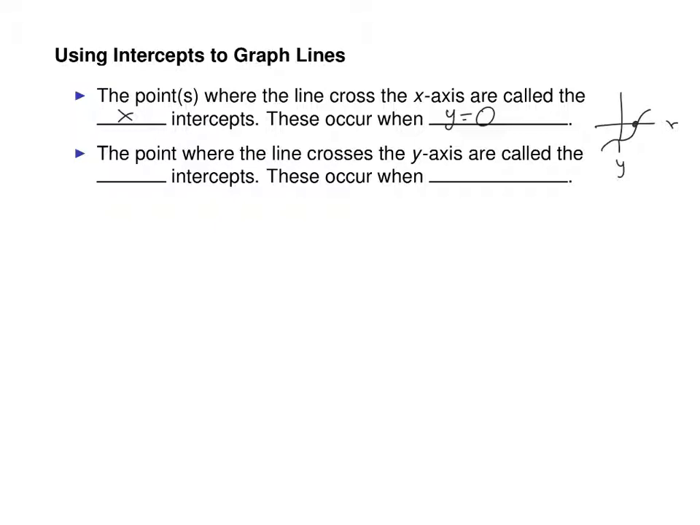And the point where the graph crosses the y-axis is called the y-intercept, and these occur when x equals zero. Does that make sense? Okay.